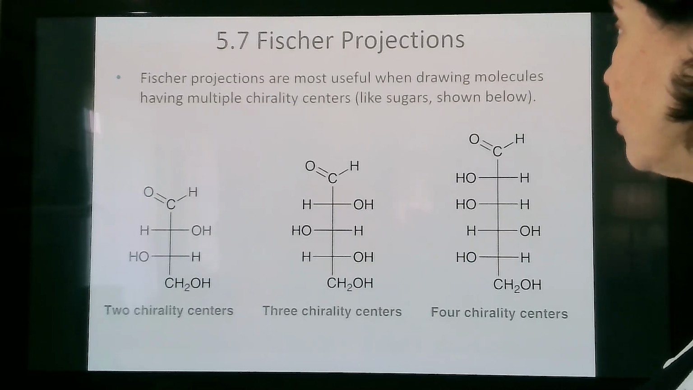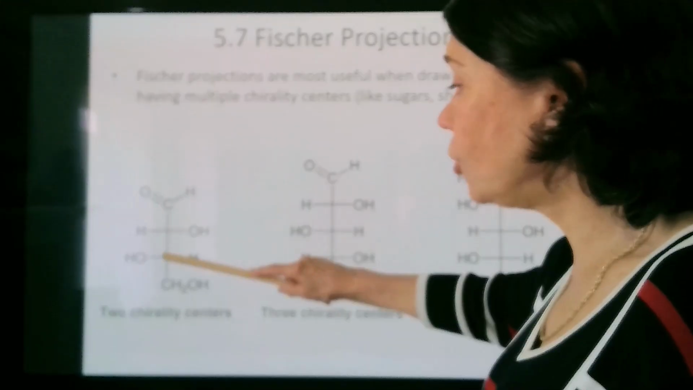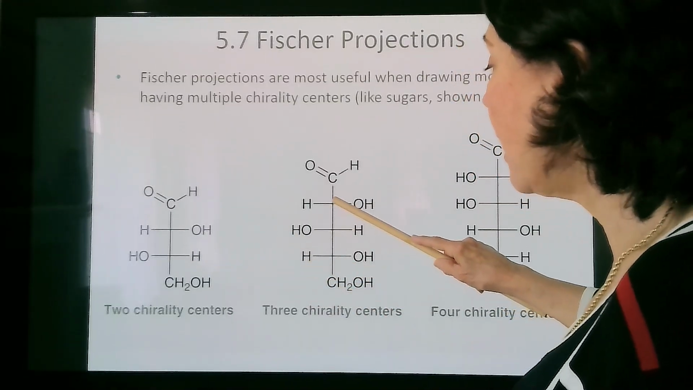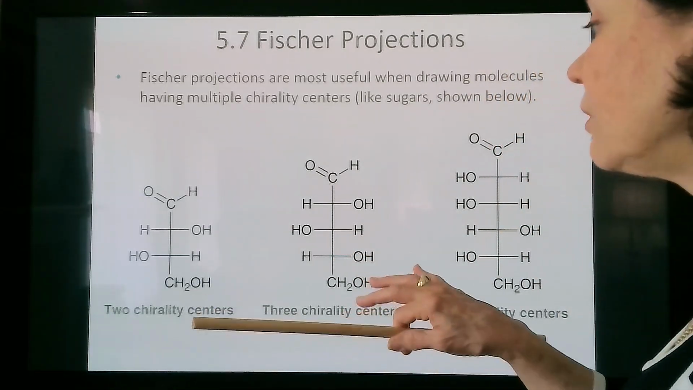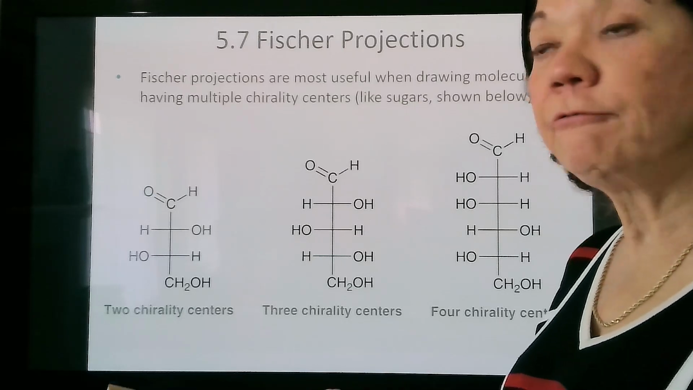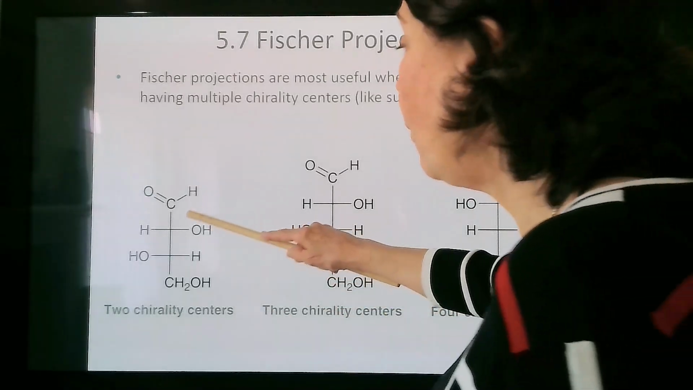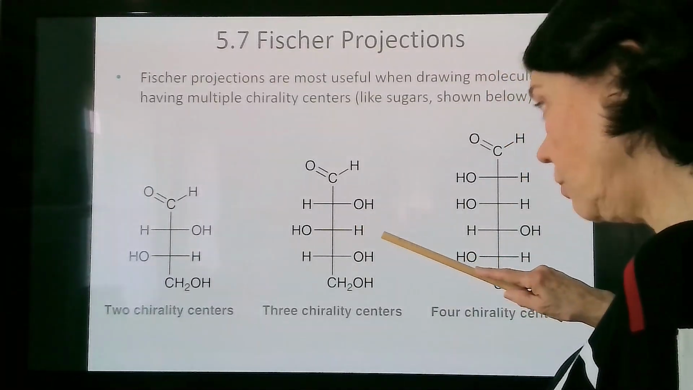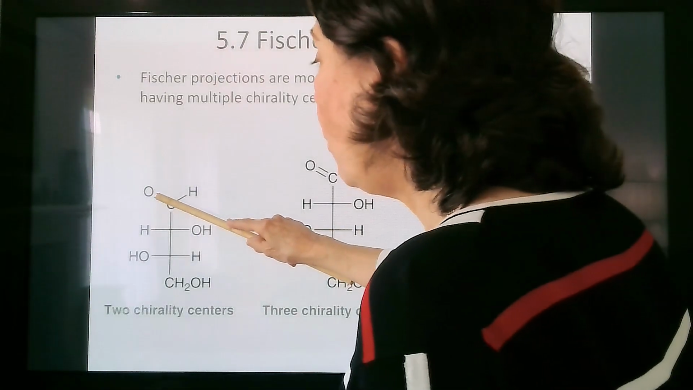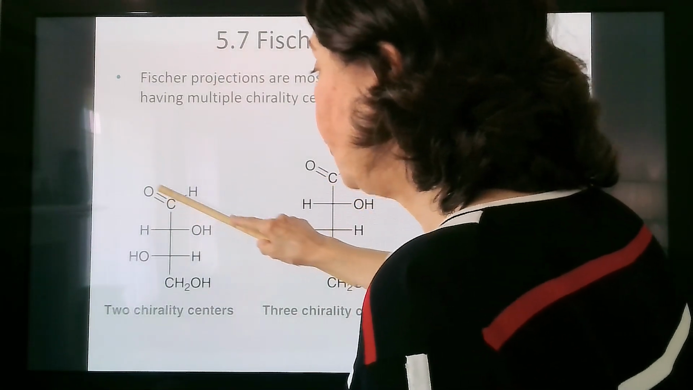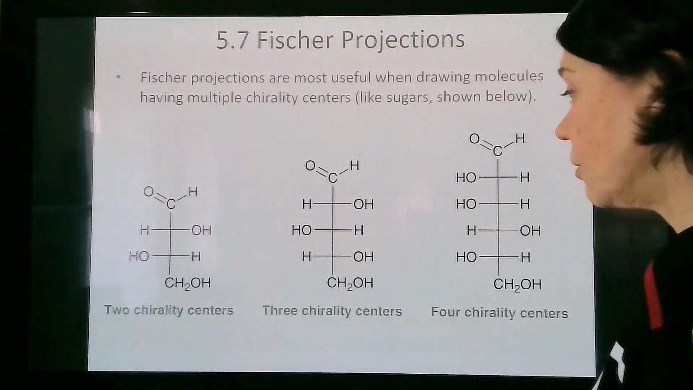Fischer projections are useful when drawing molecules having multiple chirality centers. Like here, this has two centers of chirality, 3 chiral centers, 4 chiral centers. And so it was sort of developed for use with sugars. Notice that when it is used for compounds like sugars, the carbonyl group is always positioned at the top. The C=O double bond is always at the top. It's not at the bottom.